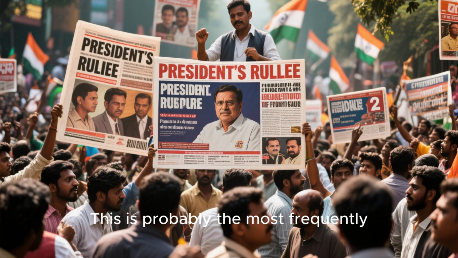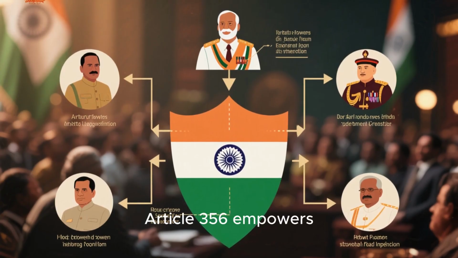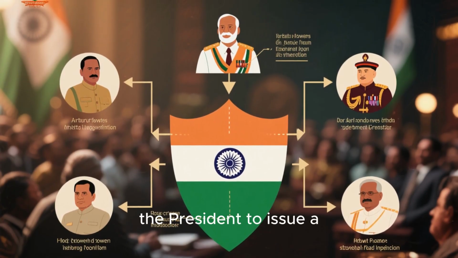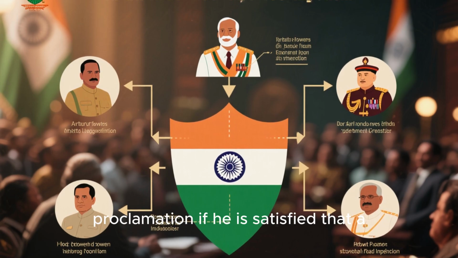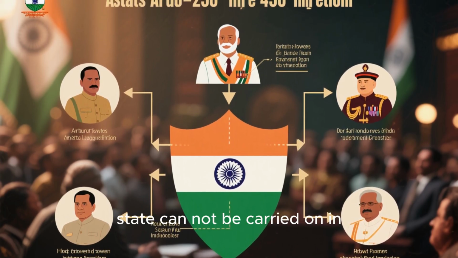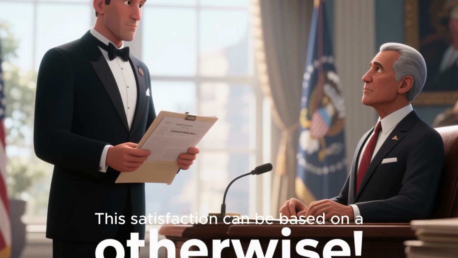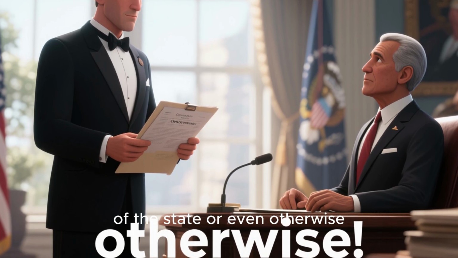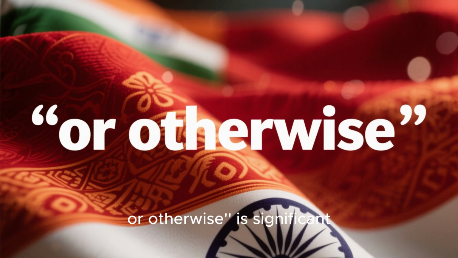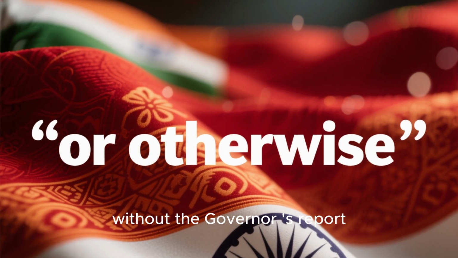This is probably the most frequently used and most controversial of the three. Article 356 empowers the President to issue a proclamation if he is satisfied that a situation has arisen where the government of a state cannot be carried on in accordance with the provisions of the Constitution. This satisfaction can be based on a report from the governor of the state, or even otherwise. The phrase "or otherwise" is significant because it means the President can act even without the Governor's report.